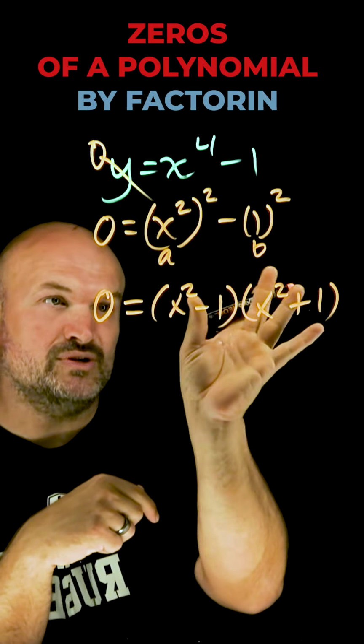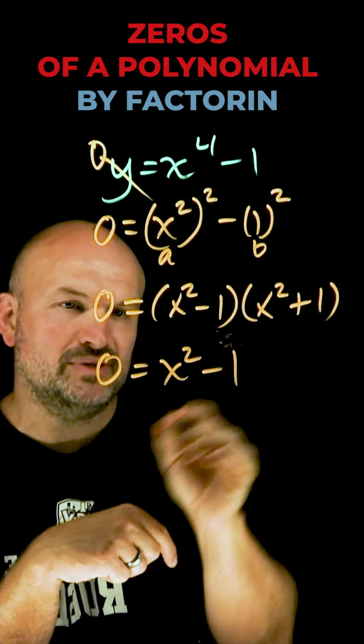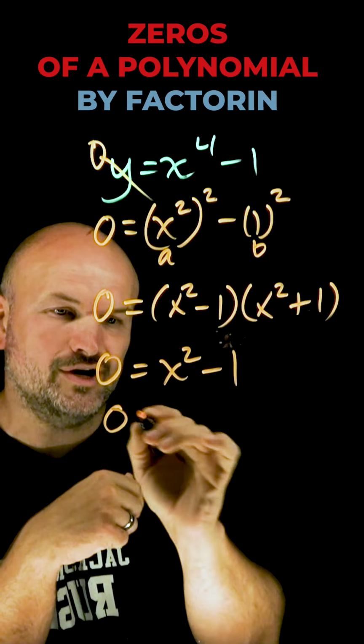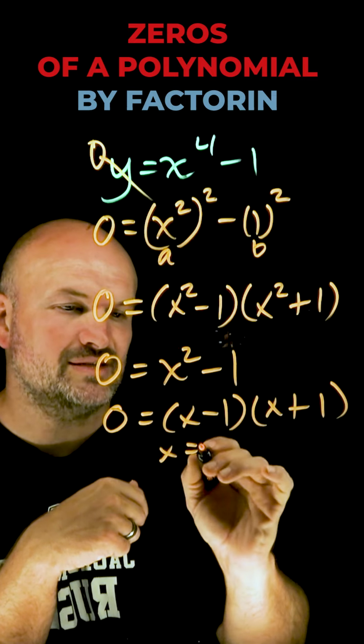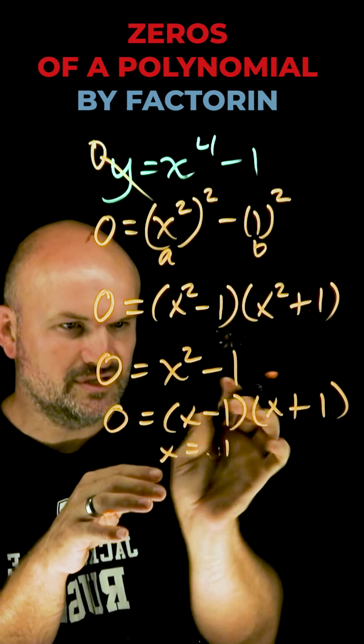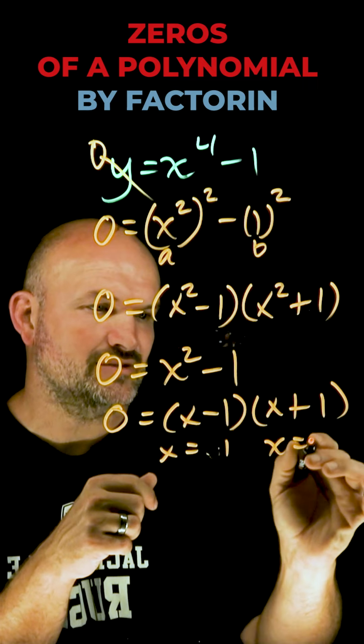So remember, we have things in factored form equal to 0. You can set each of those equal to 0 separately. So 0 equals x squared minus 1. I already know by the difference of two squares, that's x minus 1 times x plus 1. So therefore, x equals negative 1. Well, let's do positive 1 first, because you set this equal to 0. That's going to give you positive 1. Set this equal to 0, and you get x equals negative 1.